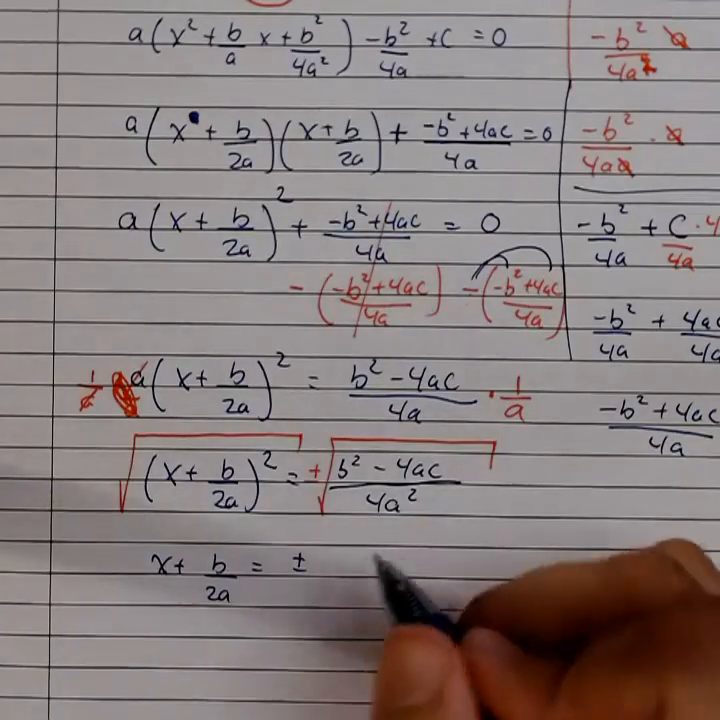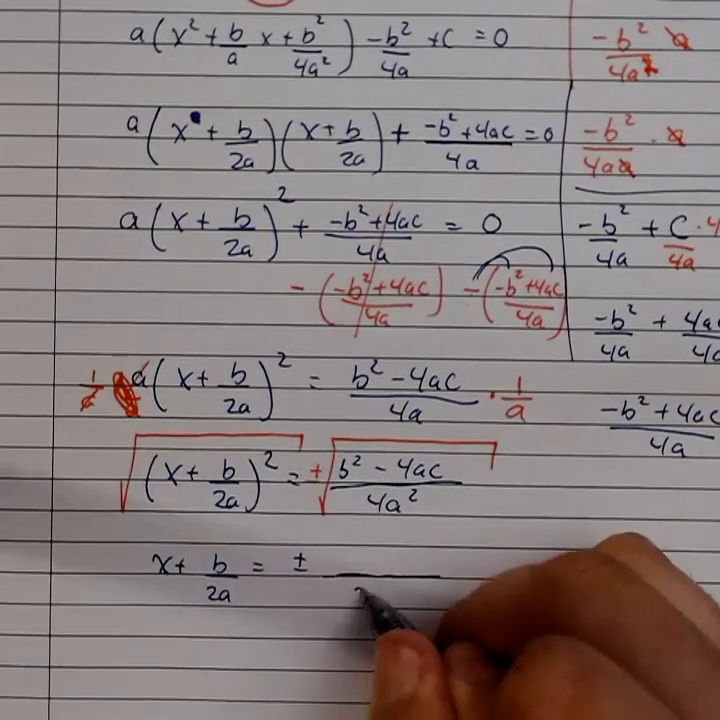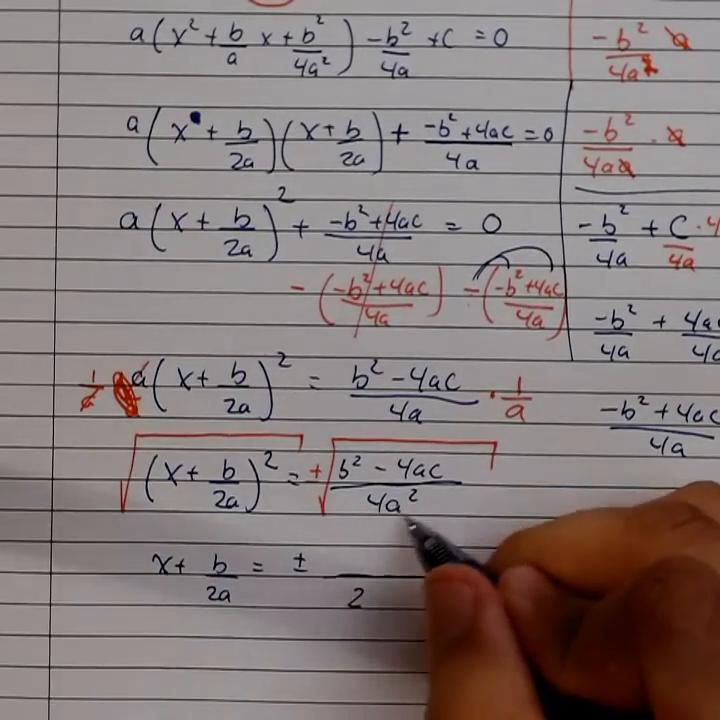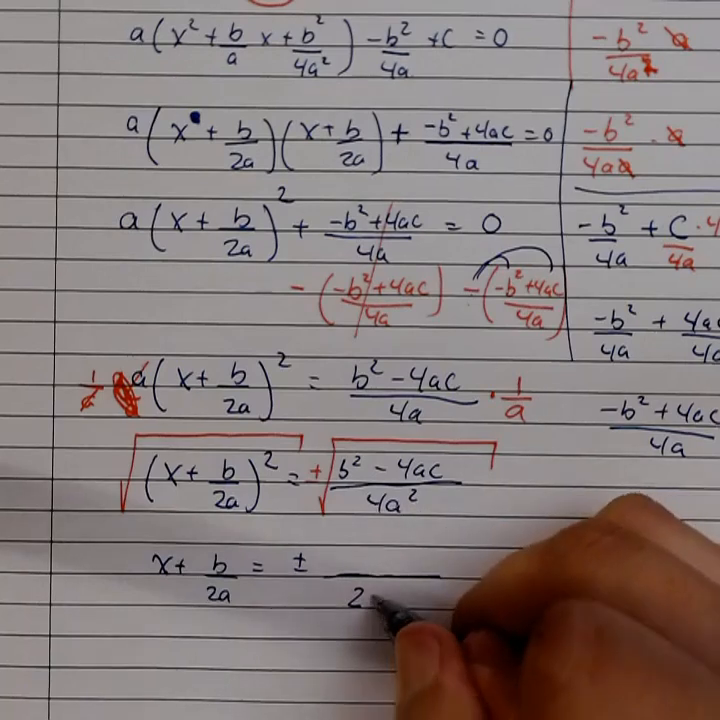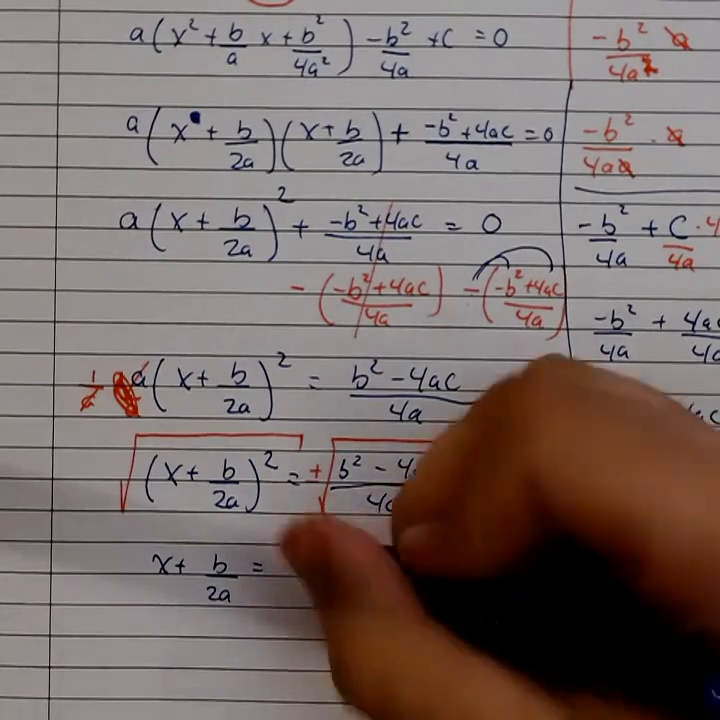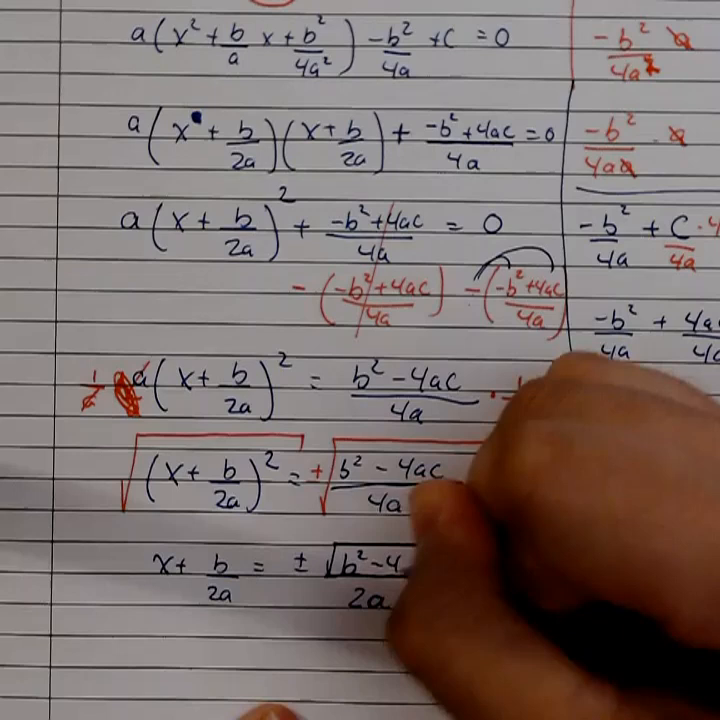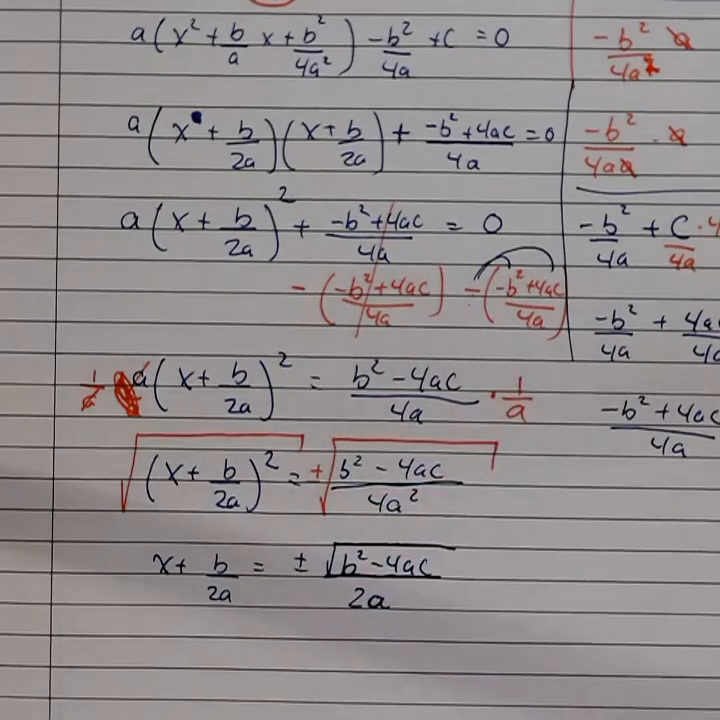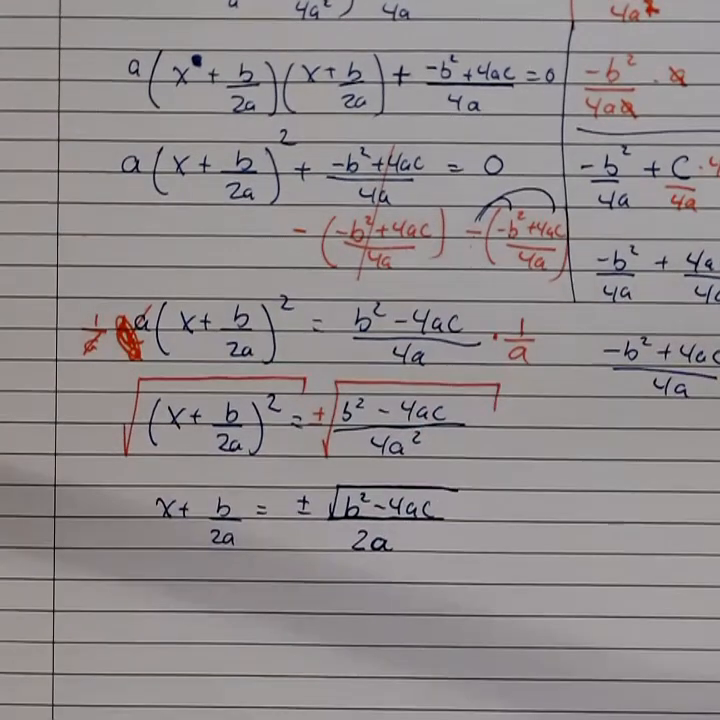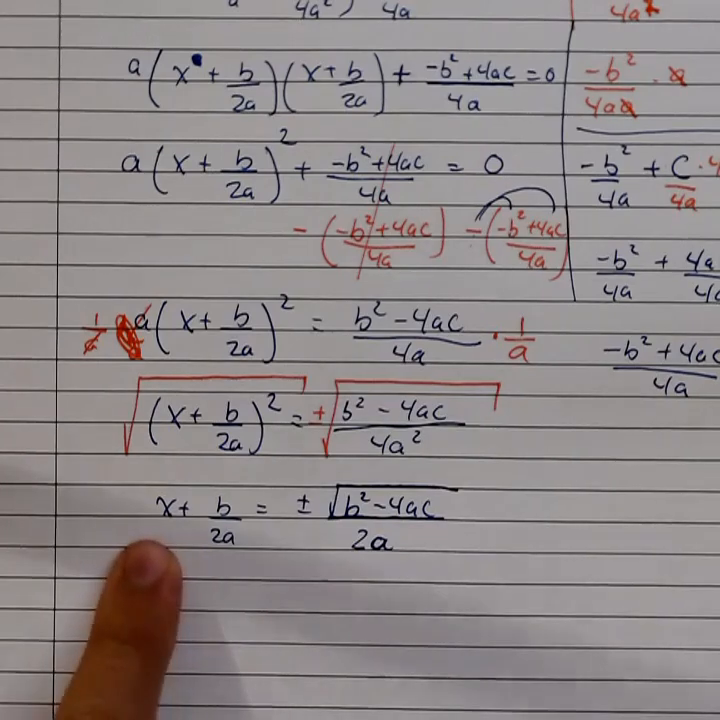Notice right here, I can actually take the square root of the bottom. I can take the square root of 4. That's just the number 2. And I can take the square root of a squared. That'll leave me just the a. Now, the numerator is a lot more complicated, so I'm not going to worry about that. Let me just leave that underneath the square root. So I get x plus b over 2a equals plus or minus the square root of b squared minus 4ac over 2a. And now we're practically done, because of course I need the x by itself.